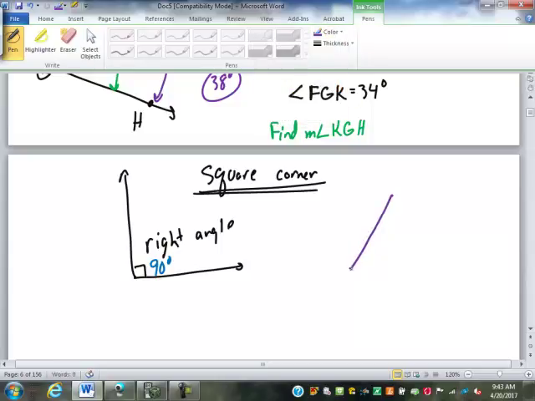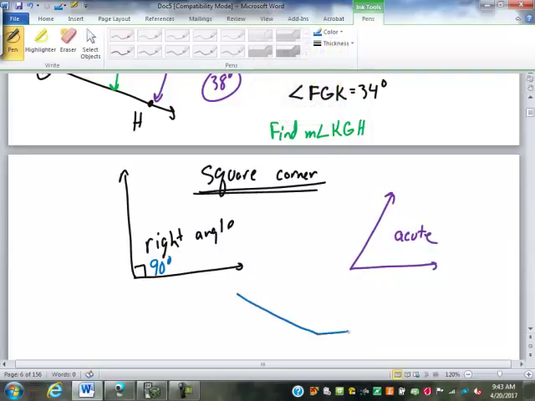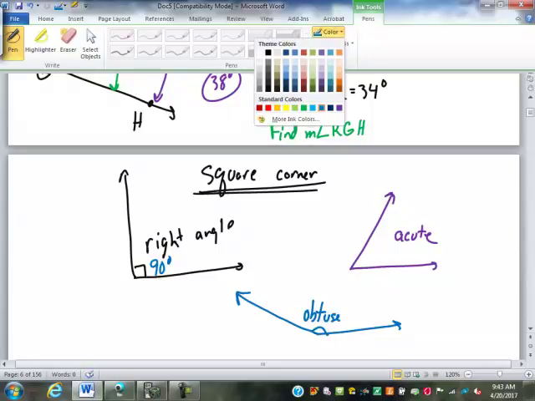Angles that are smaller than a right angle, or smaller than 90 degrees, are called acute angles. Angles that are larger are called obtuse. Have you ever heard the terms acute thinker or obtuse thinker? An obtuse thinker is someone who sees the whole big picture but doesn't focus in on any little piece. An acute thinker is the opposite. They focus in, they see all the little pieces, but they don't see the big picture.